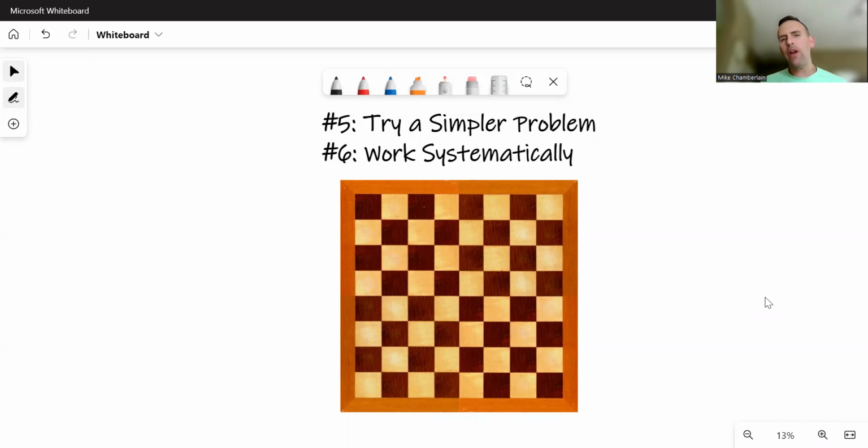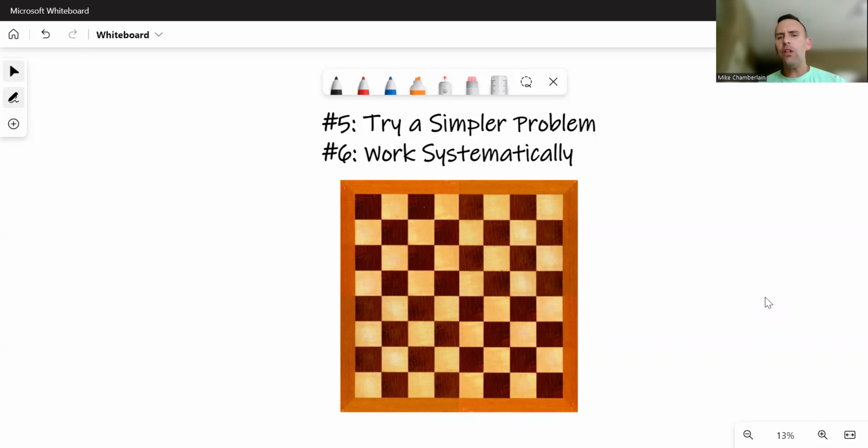Let's look at strategies 5 and 6. They really go together well with this problem. Number 5 is try a simpler problem. Take the problem you have, but try to make it easier, solve that, and then build from there and see how that easier understanding, the easier problem, might lend understanding to the more difficult problem.